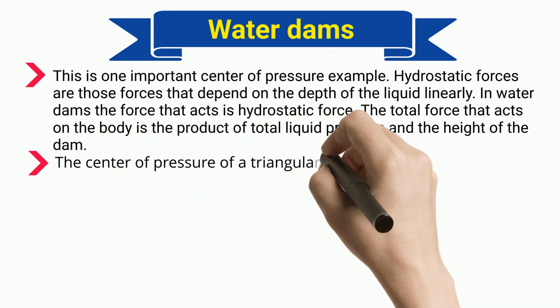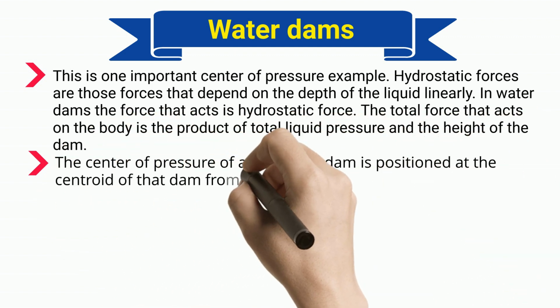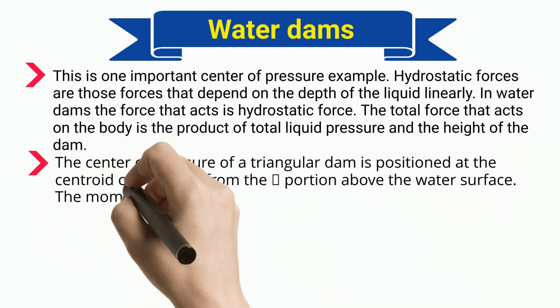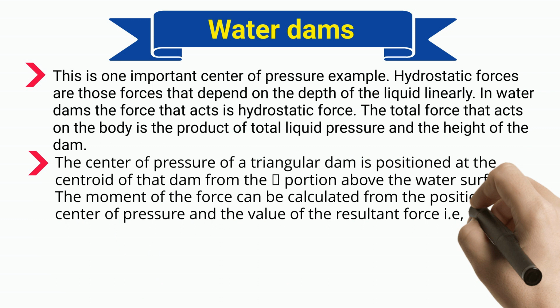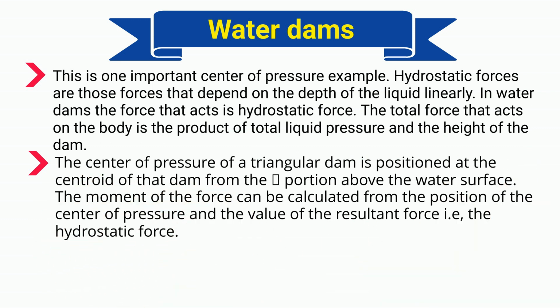The center of pressure of a triangular dam is positioned at the centroid of that dam from the portion above the water surface. The moment of the force can be calculated from the position of the center of pressure and the value of the resultant force, i.e., the hydrostatic force.